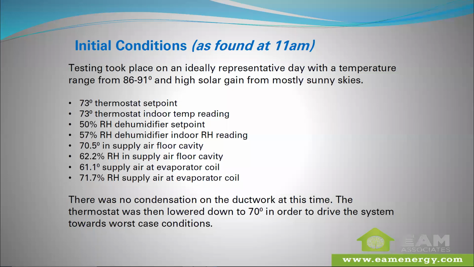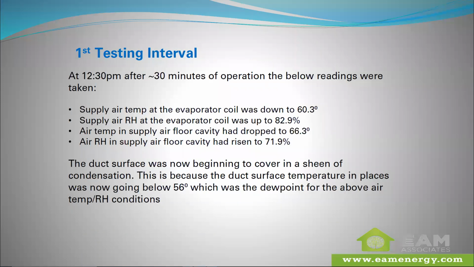So temperatures at the evaporator coil were starting to come down, which you would expect, down to 60 degrees there, and the relative humidity at the evaporator coil supply air was coming up, which also makes sense. It's getting colder, relative humidity is driving up, and is now in excess of 80 there. At this point, that supply air floor cavity had already dropped by about 4 degrees down to 66, and the relative humidity had already gone up about 10 points to about 72%.